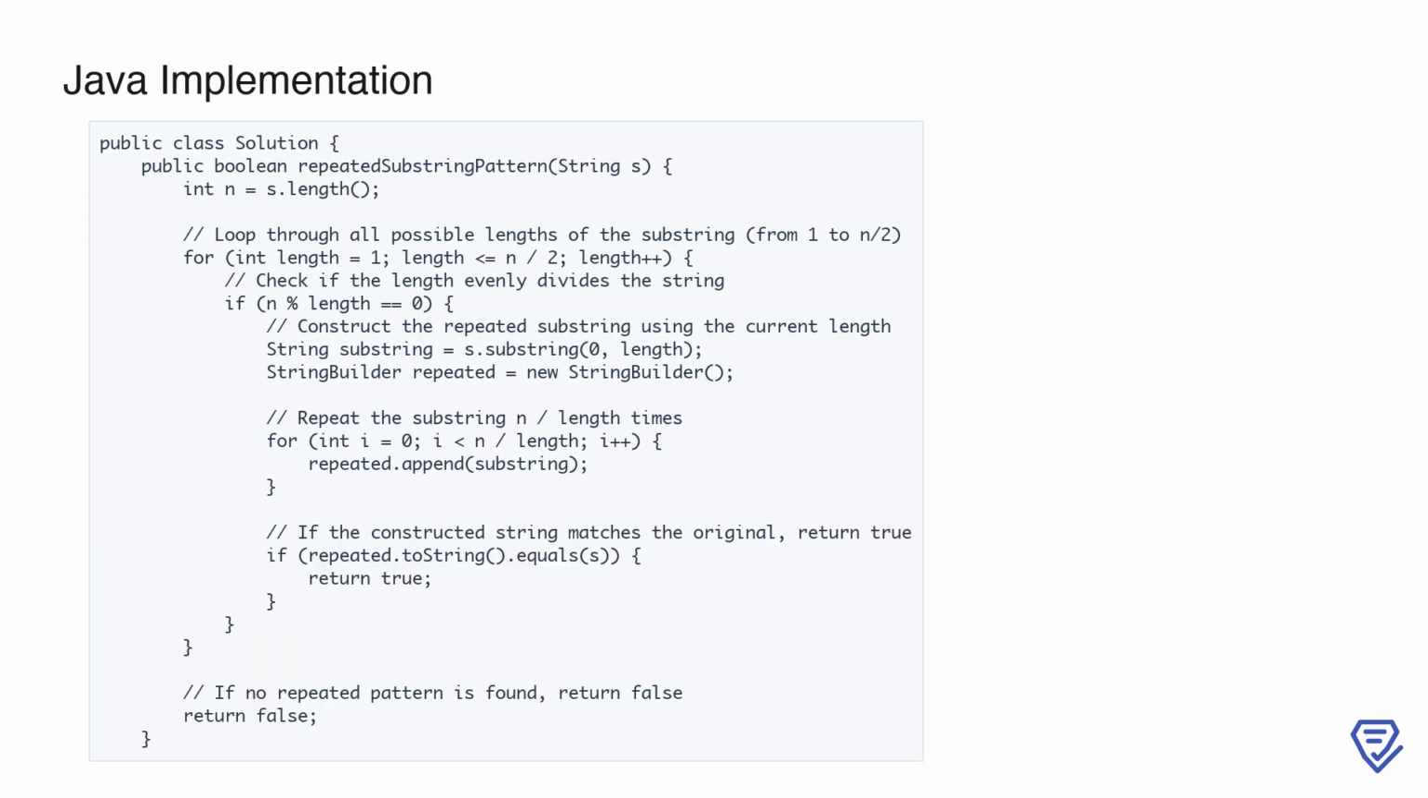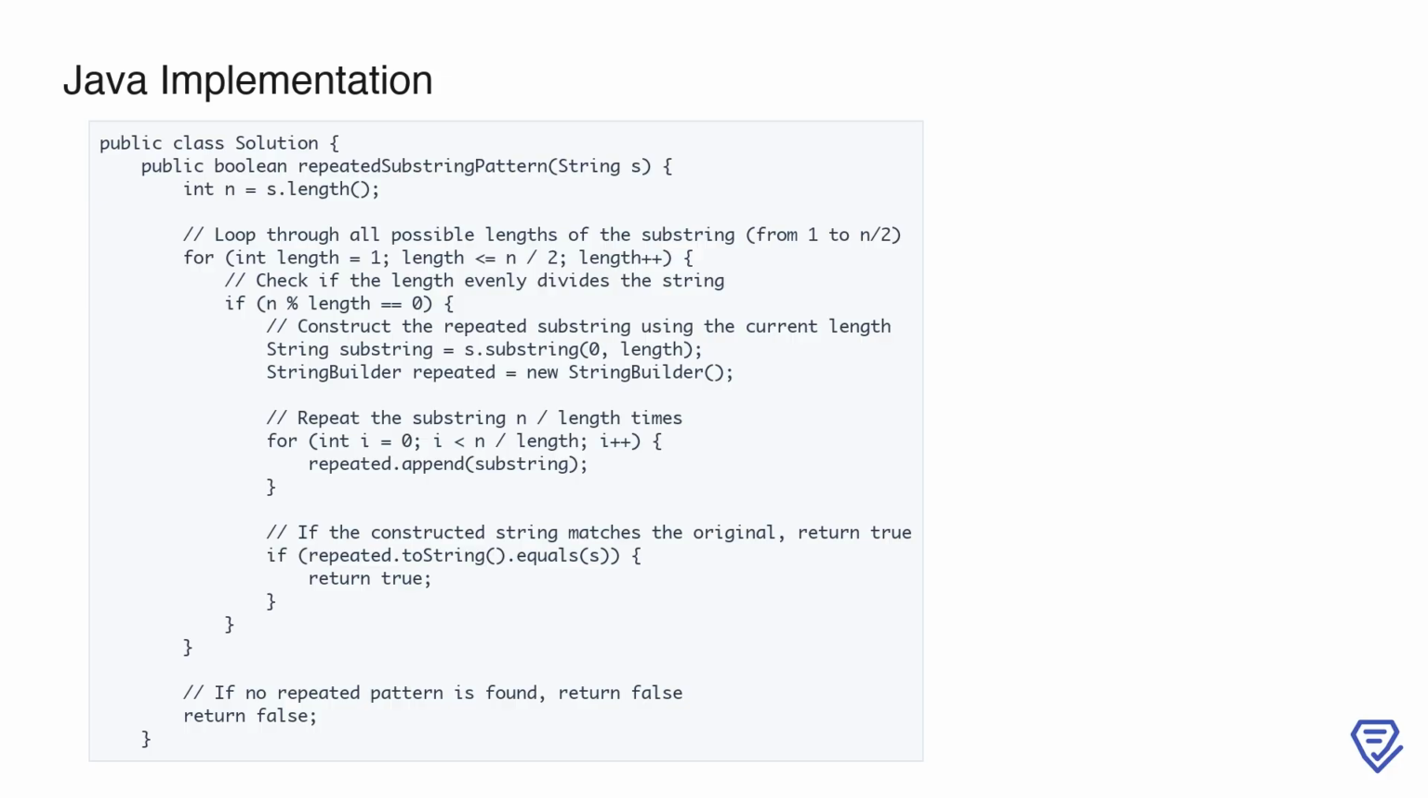Here, we are implementing the solution to check if a given string can be formed by repeating a substring. First, we determine the length of the string, n. Then, we iterate through all possible lengths of the substring, starting from 1 up to n/2 because a repeated pattern cannot have a length greater than half the string.